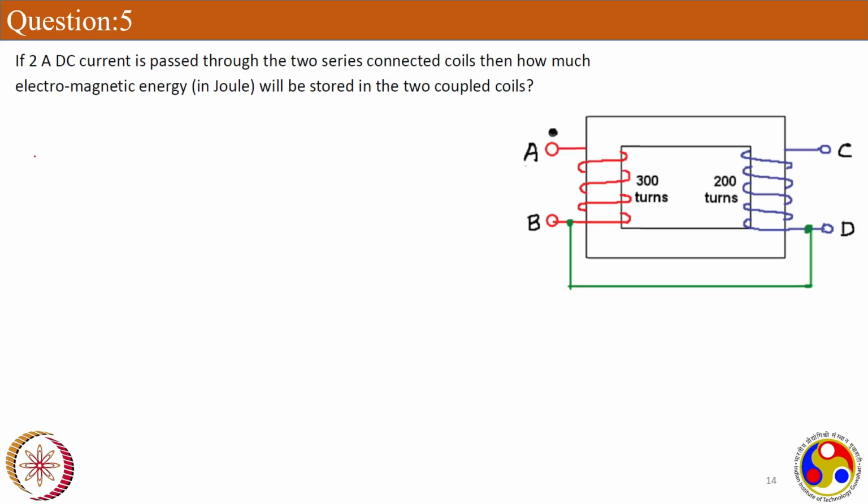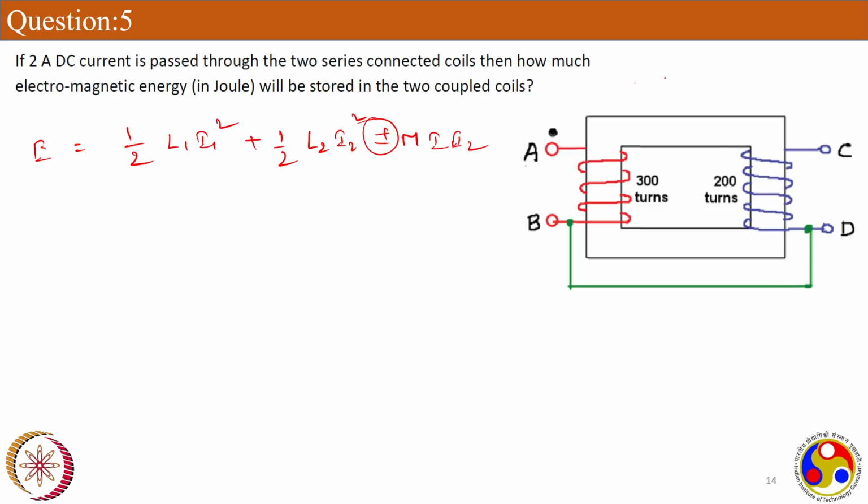Now, what is the formula we know? Energy storage for the coupled coils is half L1 I1 square plus half L2 I2 square minus M I1 I2. Now, this minus or plus, we just have to decide based on whatever convention we are taking. That's how we will get it.